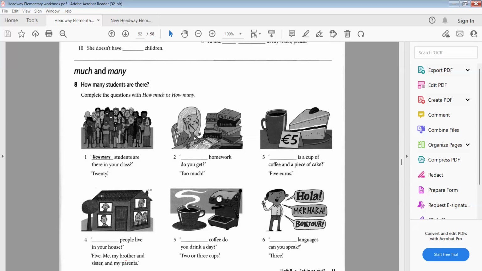Much, just to remind you, we use with uncountable nouns, and many with countable nouns. So the first one: how many students are there in your class? Why did we use many? Because we can count the students. Okay, so now continue these images. Also take like 2 minutes to continue them. Write your answers in the chat and let's discuss them together.